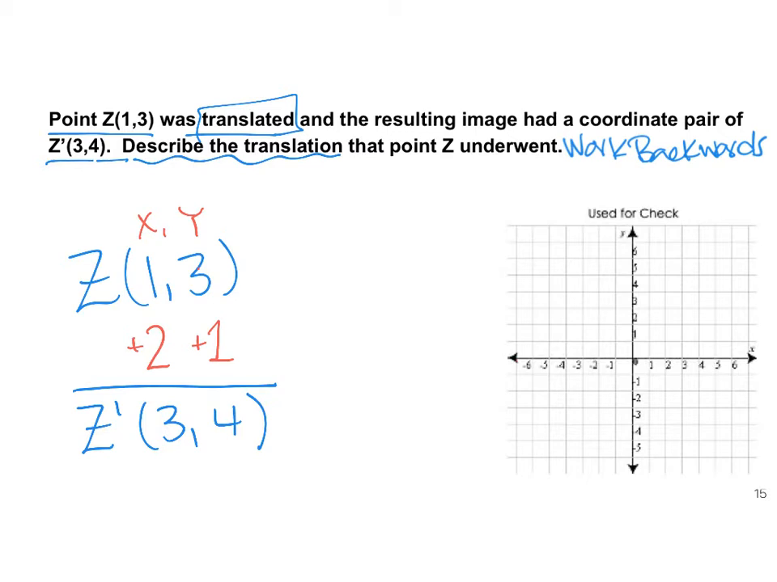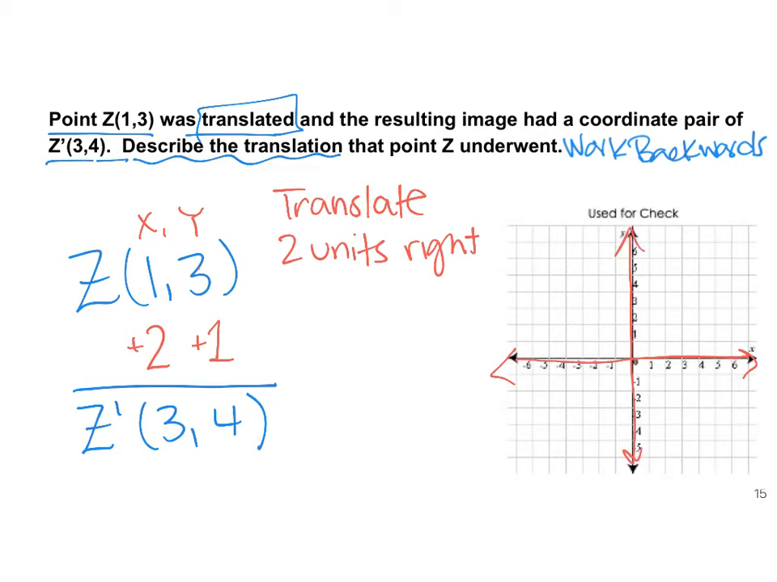Well, X moves left to right, and if I'm adding, that means I'm going to the right. So translate, how many times? 2, so 2 units right, and then Y is up and down, and I added, so that means I went up, and just by 1 unit up.